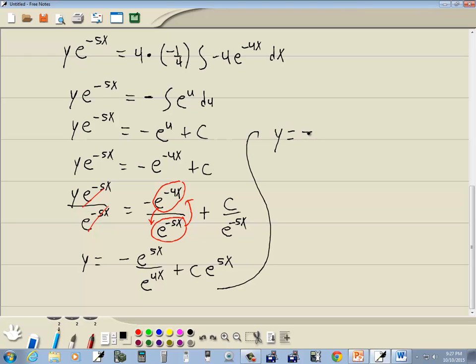Okay. Well, e to a power over e to a power, you subtract the smaller exponent from the larger one. 5x minus 4x is 1x, or x. So that gives us negative e to the x plus c e to the 5x. And that would be our answer.